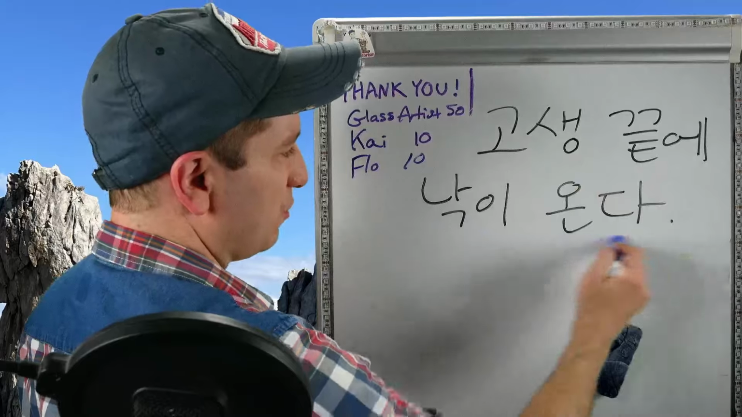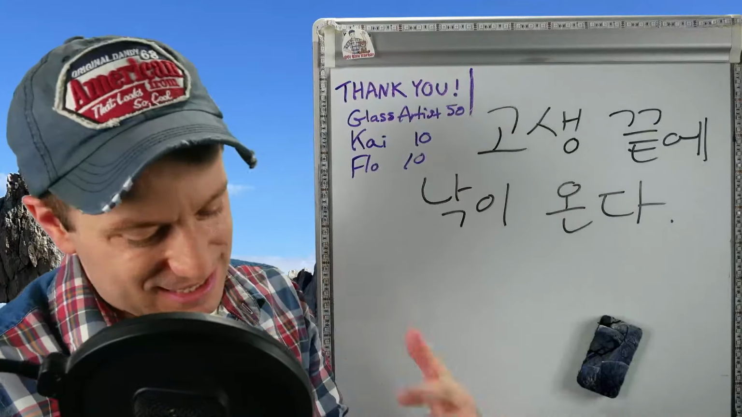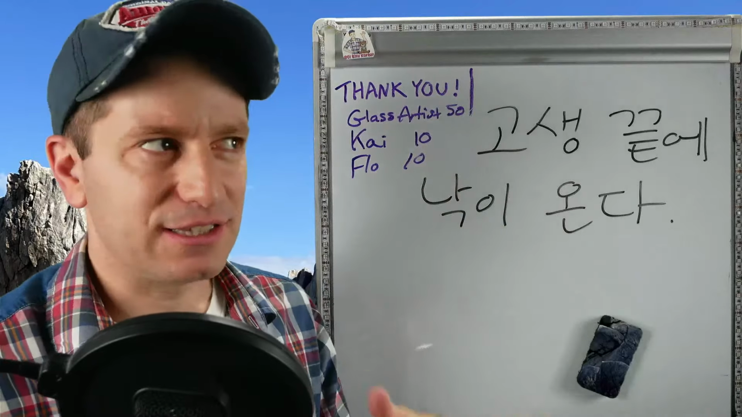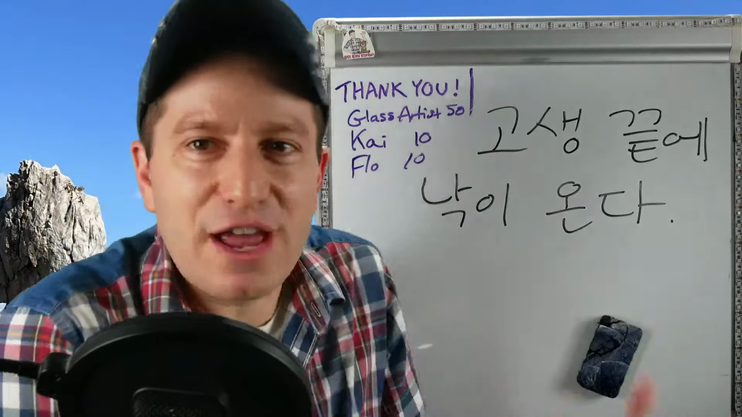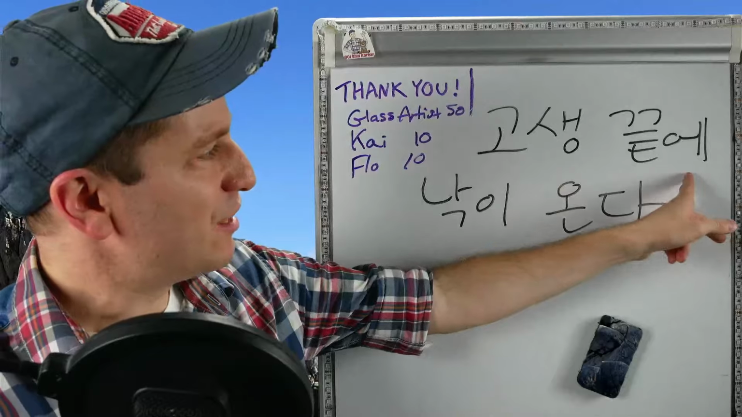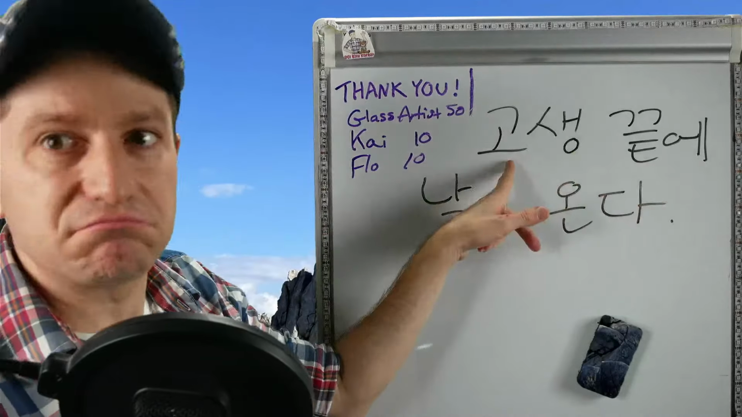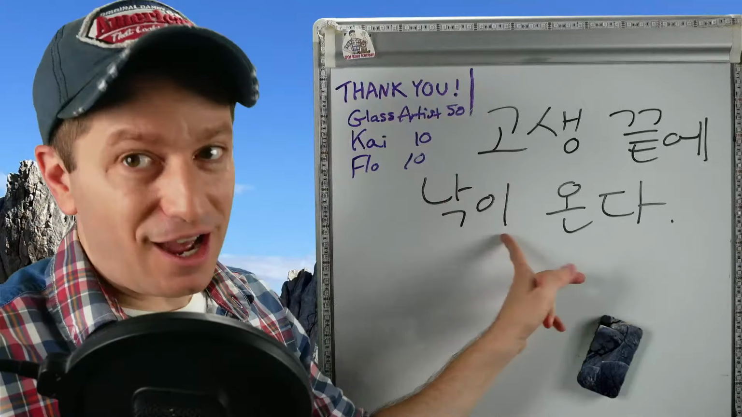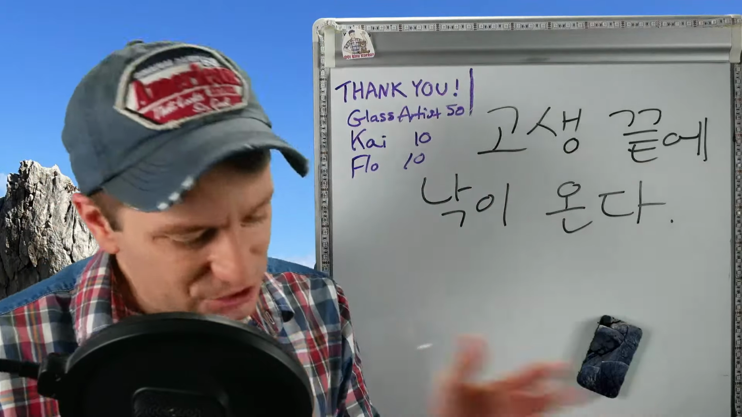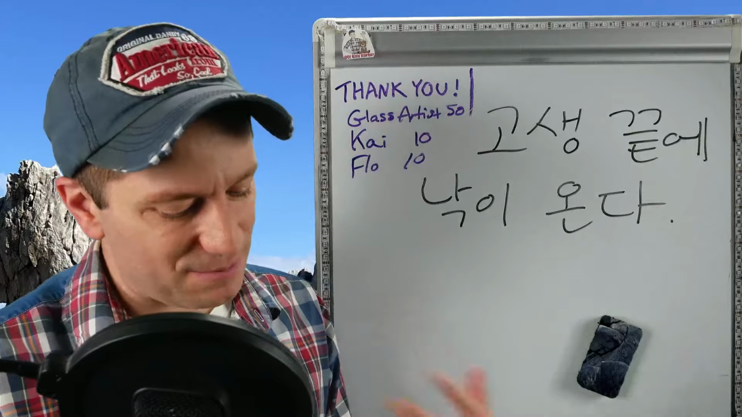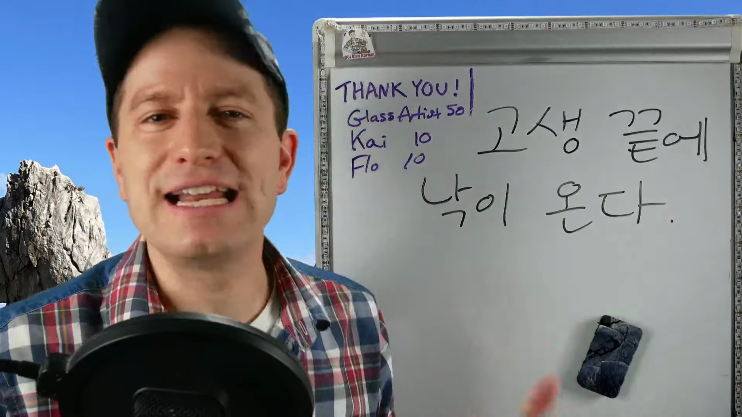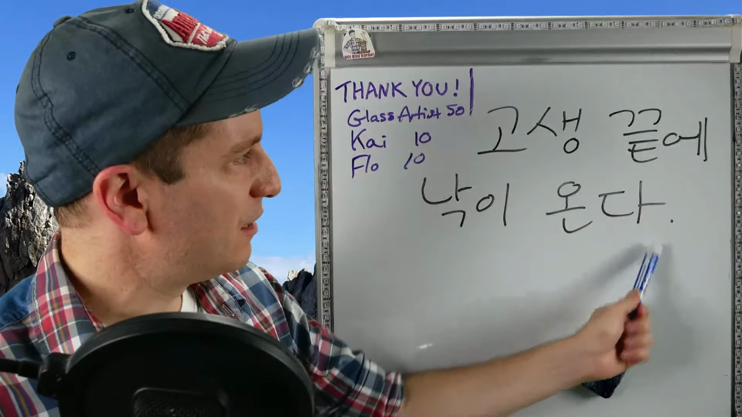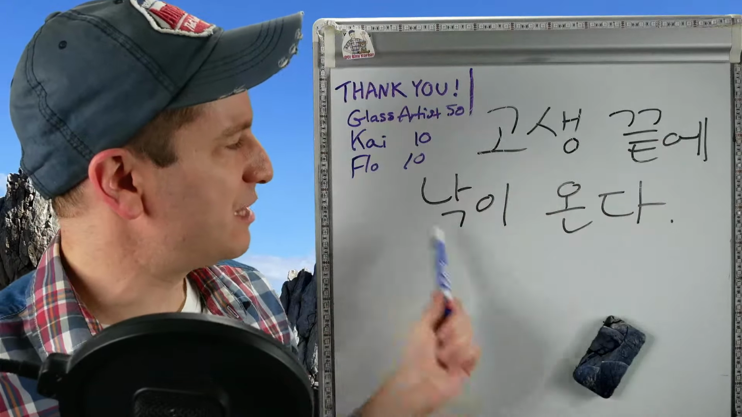고생 끝에 낙이 온다. 고생. 고생 is like suffering. So normally it's used in the word 고생하다, literally to suffer or to put in a lot of effort into doing something. 끝에. So at the end of suffering, 낙. 낙 is like joy. 낙이 온다. Joy comes at the end of suffering. You can translate this several different ways, but you might say something like, every cloud has a silver lining. After hardships come joy. 고생 끝에 낙이 온다. So you put in a lot of work into something really hard, and then you get joy out of it.